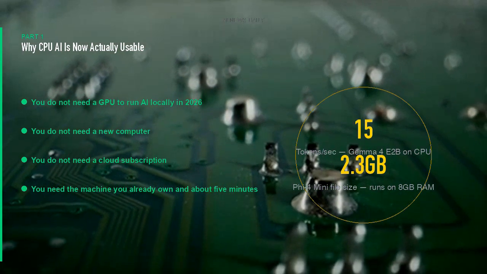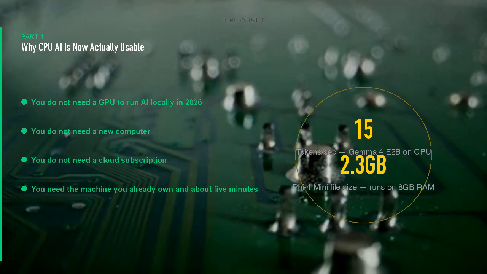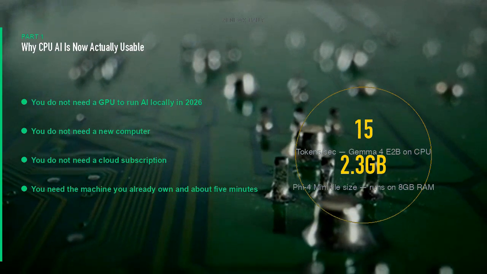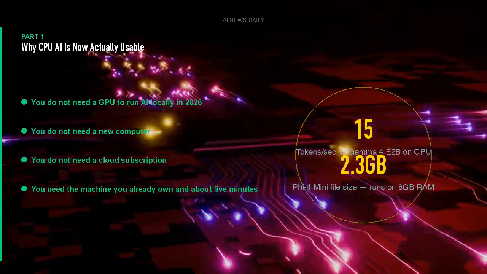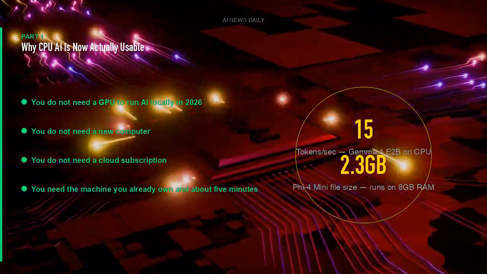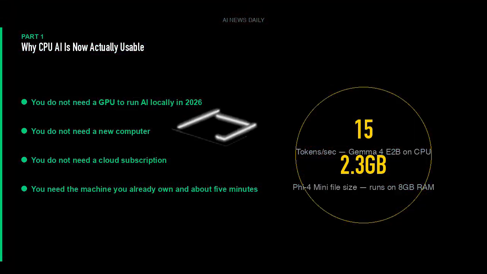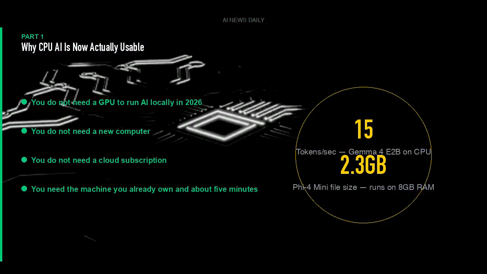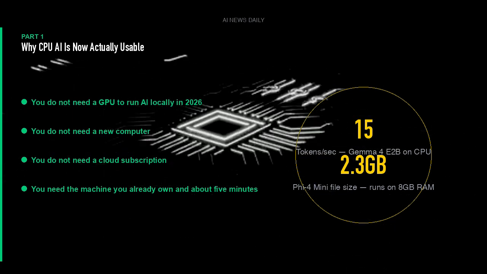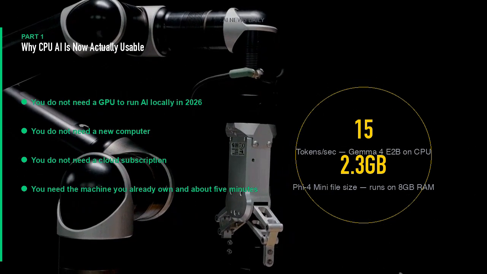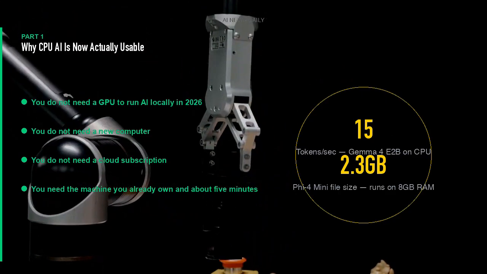4 GB of RAM. 2 models work well at this level. Gemma 4e2b, Google's smallest capable model, released April 2026 with 2.3 billion effective parameters. Quantized file size, around 1.5 GB. Speed on a modern CPU, around 15 tokens per second. That is roughly 100 words per minute, fast enough for chat.